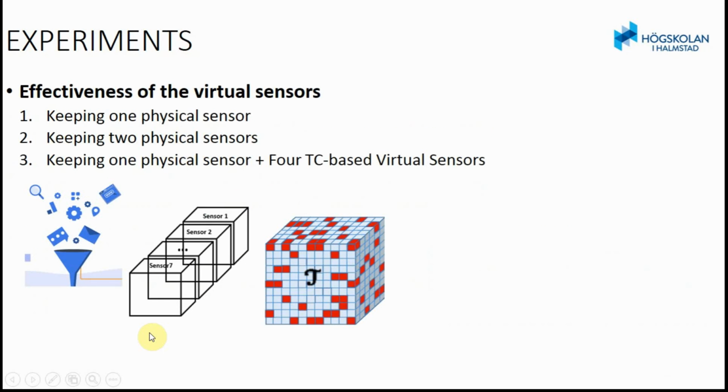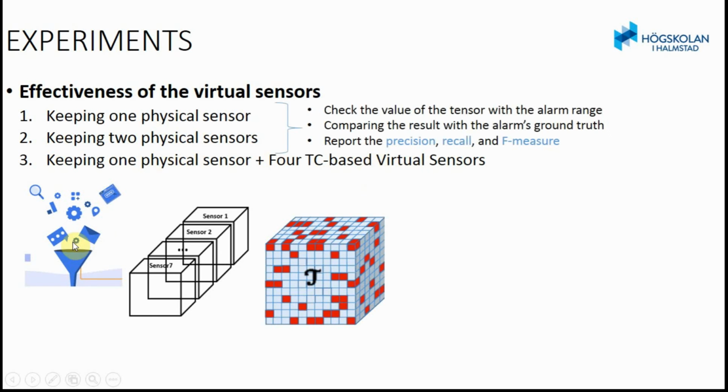For the effectiveness of the virtual sensors, we have 3 settings: keeping 1 physical sensor, keeping 2 physical sensors, and keeping 1 physical plus 4 virtual sensors. For keeping 1 physical and 2 physical, we check the value of the tensor against the alarm range, compare the result with the alarm ground truth, and report precision, recall, and F-measure.